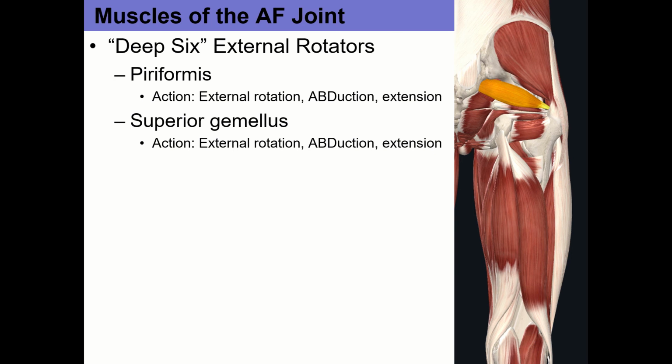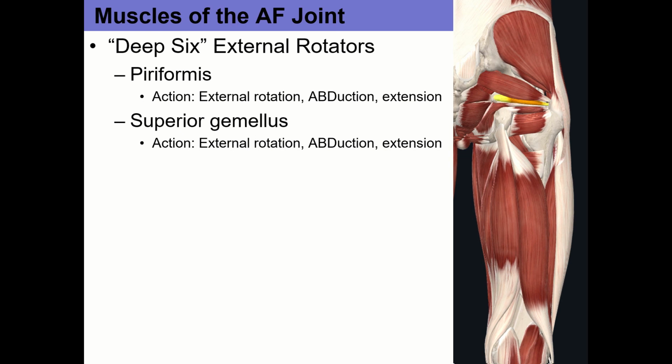Superior gemellus and inferior gemellus, and depending on which books or sources you use, sometimes they'll flip them. So it'll be like gemellus superior instead of superior gemellus. I say them both ways. So superior gemellus, again, same actions as piriformis: external rotation, abduction, extension. And so there we go. The piriformis, from the sacrum, the lateral aspect of the sacrum. Superior gemellus originates on the ischial spine, or spine of the ischium, and they all insert on the greater trochanter.